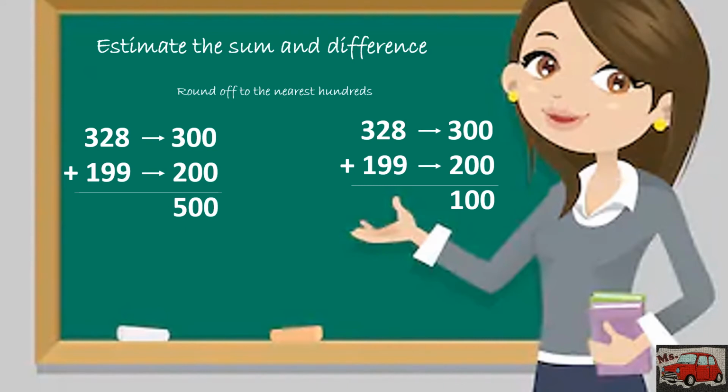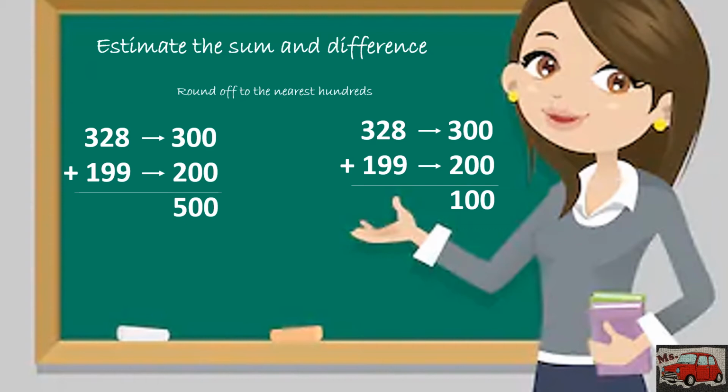Okay, so here, we will round off the numbers to the nearest hundreds. So, I have 328 plus 199. So, the 328 will become 300, and the 199 will become 200. So, let's add the 300 and 200. So, the estimated sum is 500.